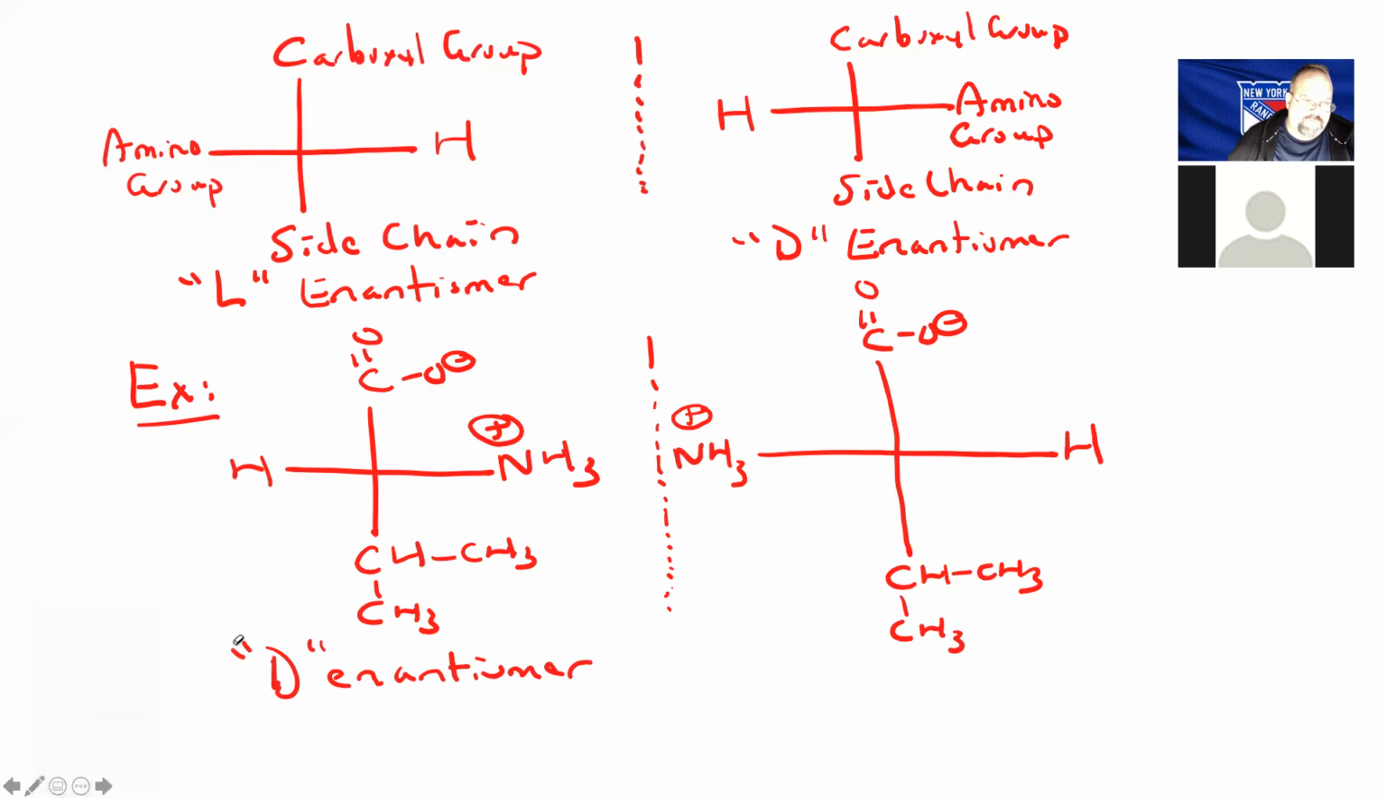And I don't know if quotation marks are really necessary. It's D or L. And for the structure on the right, the mirror image that we drew with the amino group to the left of the central or the chiral carbon, that would be the L enantiomer.